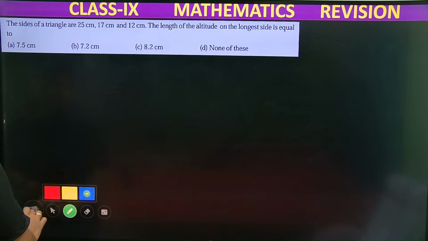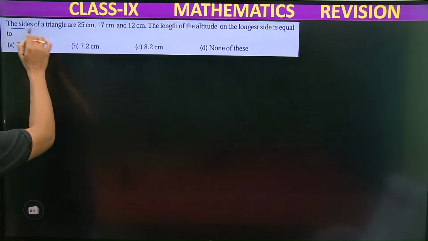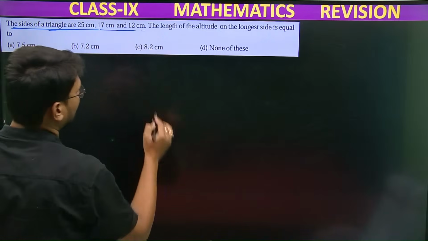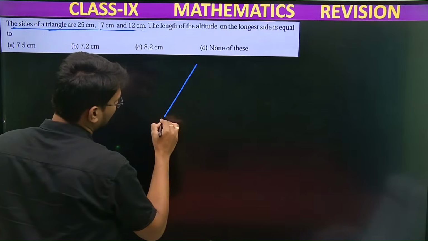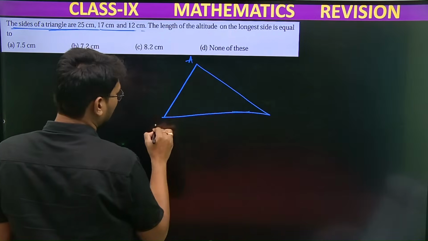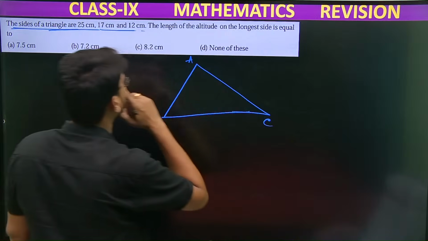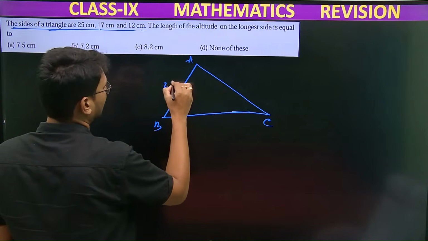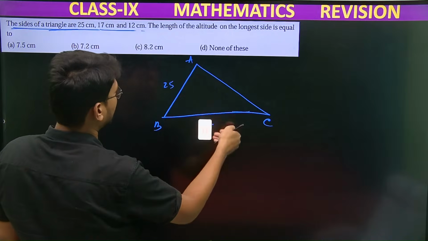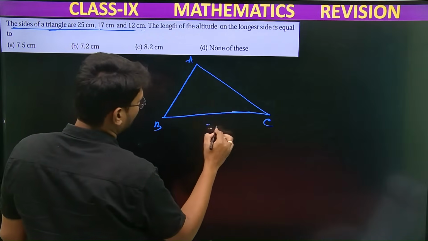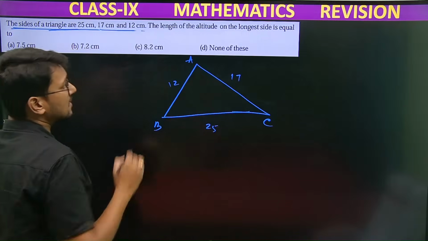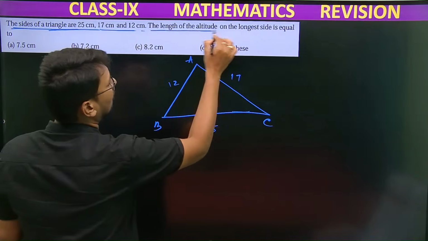So the question is saying the sides of a triangle are 25, 17, 12 centimeter. Let us draw a triangle. ABC is a triangle. The sides are 25, this is 17, and this is 12. And the question is asking the length of the altitude.